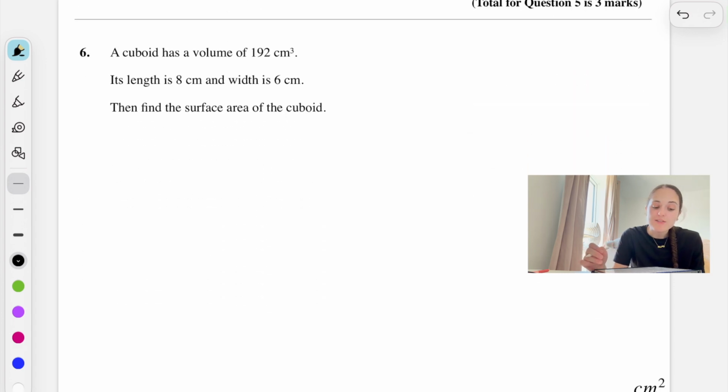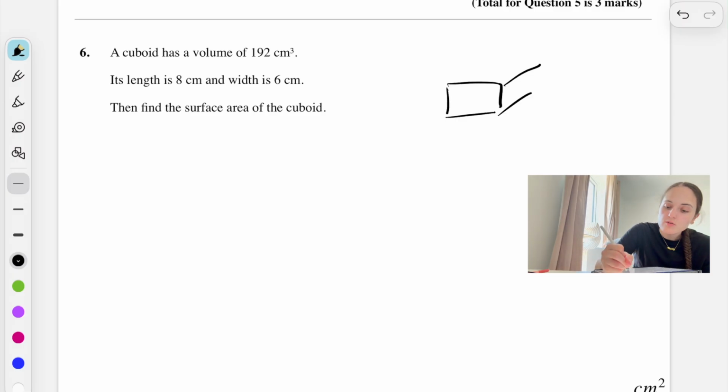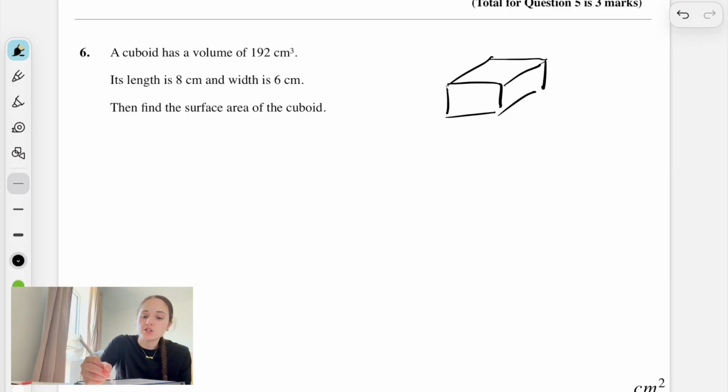This next question here, we have a cuboid with a volume of 192 cubic centimetres. The length is 8, the width is 6. We need to work out the surface area. So to do this, we first need to work out what the height of the cuboid is. So if we know what the volume is, for the volume of a cuboid, we do the area of the cross section times the length.